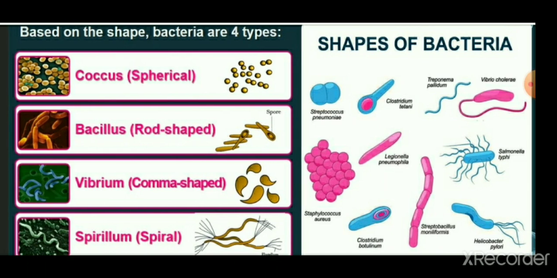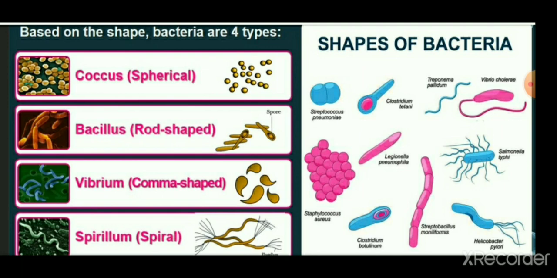According to the shape of the bacteria, they are categorized into four types. First, the spherical shaped bacteria is called coccus, and the second is rod shaped bacteria, which is called bacillus. Third is the comma shaped bacteria, which is called vibrio, and the fourth is spiral bacteria, which is called spirillum. According to the shapes of the bacteria, there are different examples of bacteria.